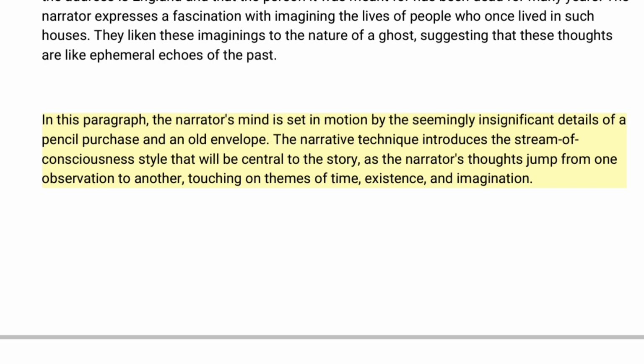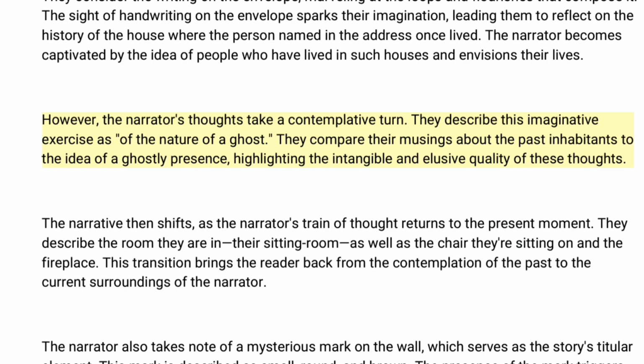However, the narrator's thoughts take a contemplative turn. They describe this imaginative exercise as of the nature of a ghost. They compare their musings about the past inhabitants to the idea of a ghostly presence, highlighting the intangible and elusive quality of these thoughts. The narrative then shifts, as the narrator's train of thought returns to the present moment. They describe the room they are in, their sitting room, as well as the chair they're sitting on and the fireplace. This transition brings the reader back from the contemplation of the past to the current surroundings of the narrator.